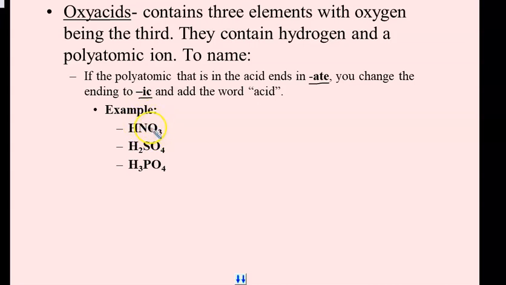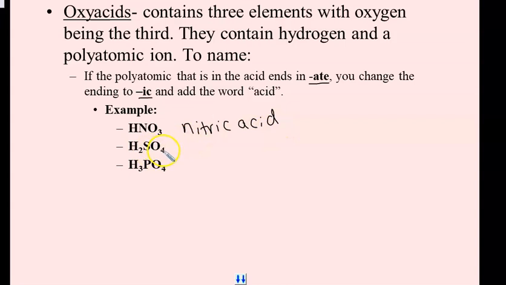So this is nitrate, but I've got hydrogen, so we're not going to call it hydrogen nitrate because we're going to assume that it's dissolved in water. And what this is known as is nitric acid. Nitric acid, not hydronitric acid. Hydro would be if there's no oxygen. Okay, so that's nitric acid.